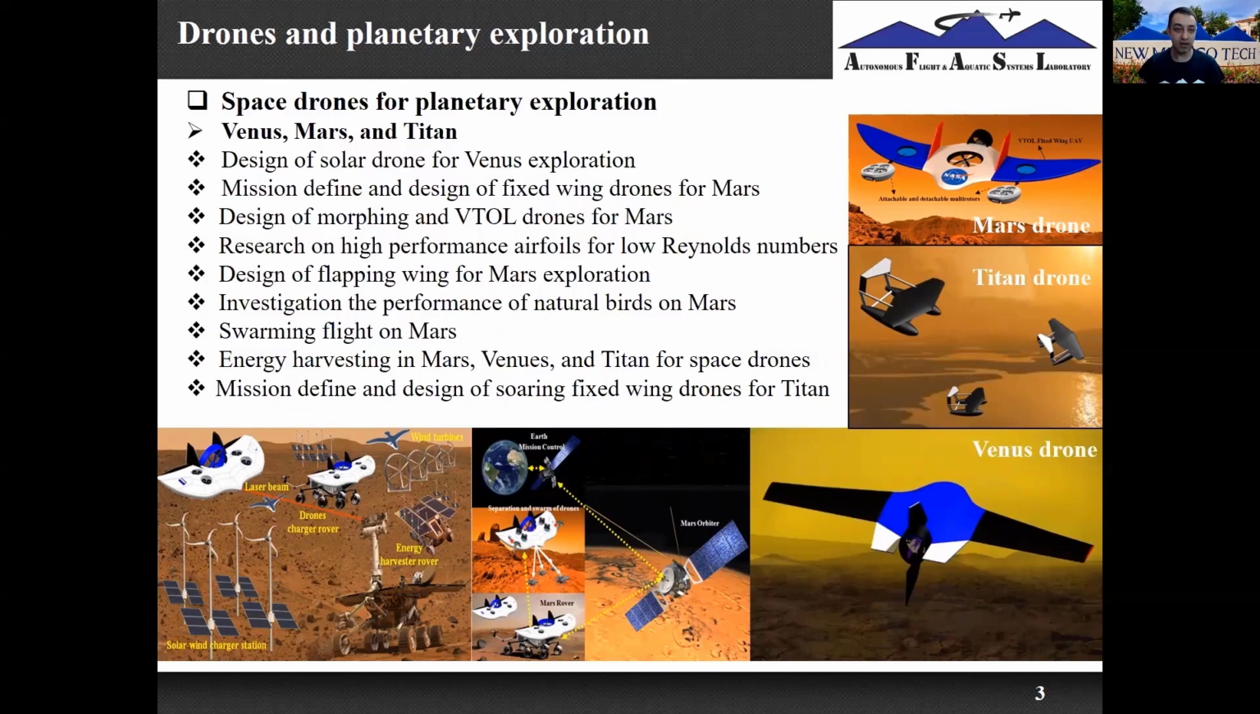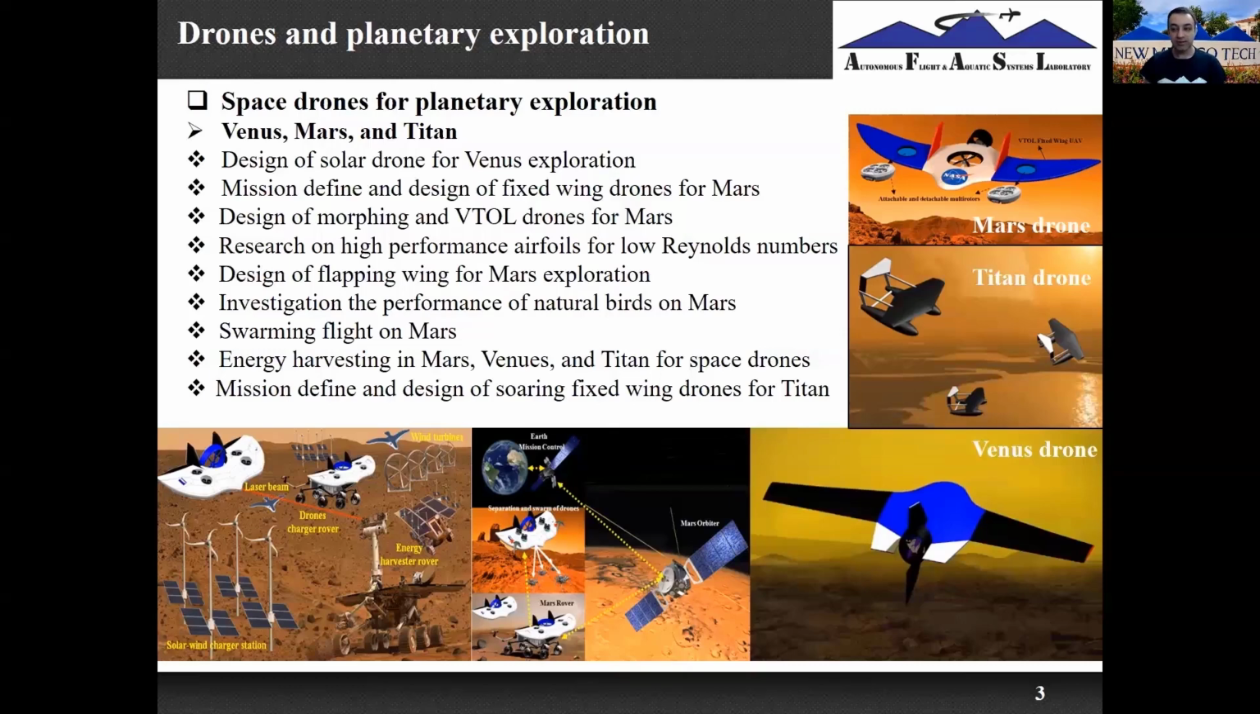For example, we can design a drone which can fly on Mars. We can design a drone which can fly on Titan, and it can perform dynamic soaring, land over the liquid methane on Titan, and harvest liquid methane as the source of its energy. We know that NASA is very interested in designing drones that can fly in other solar bodies.